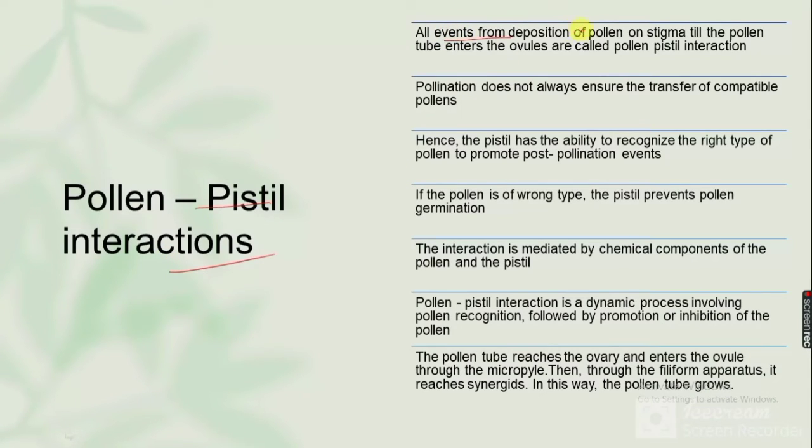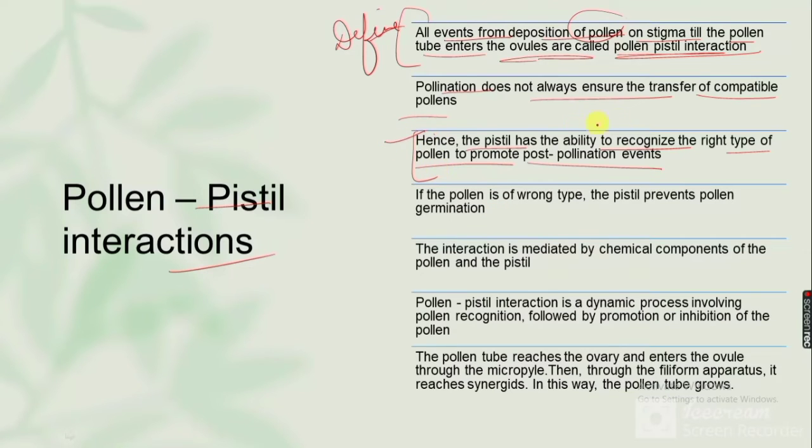Pollen-pistil interactions. All events from deposition of pollen on the stigma till the pollen tube enters the ovule are known as pollen-pistil interaction. This is the definition of pollen-pistil interaction. Pollination doesn't always ensure that the transferred pollen grains will be compatible; they may be incompatible. Hence, the pistil has the ability to recognize the right type of pollen to promote post-pollination events. If the pollen is of the wrong type, it will prevent pollen germination.